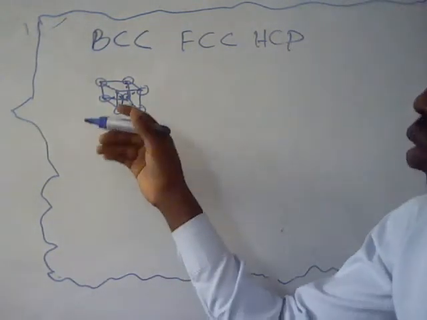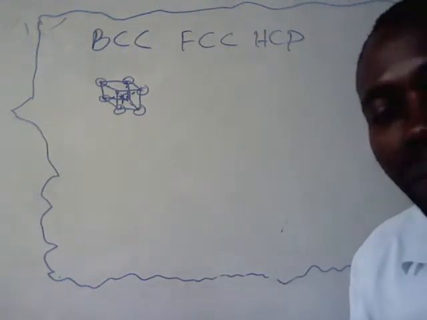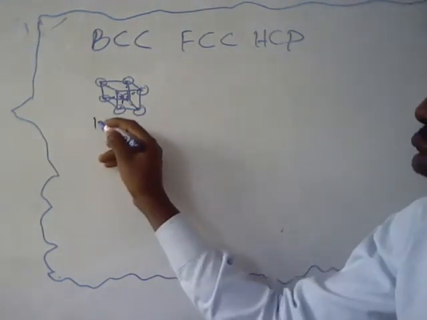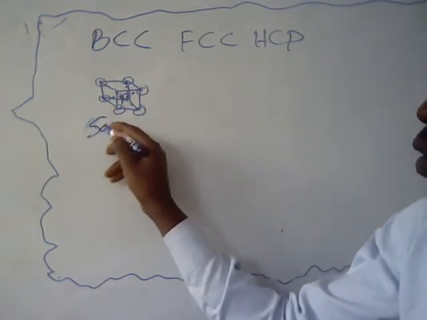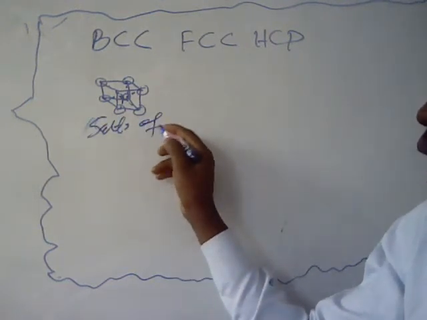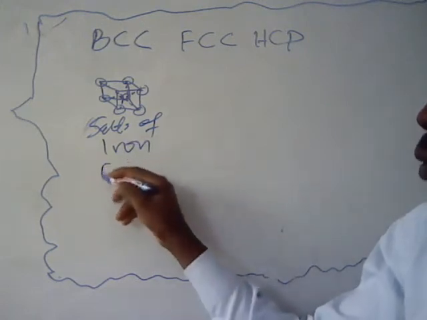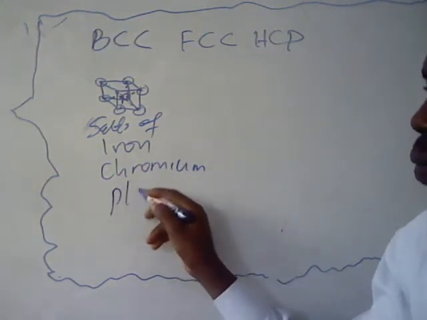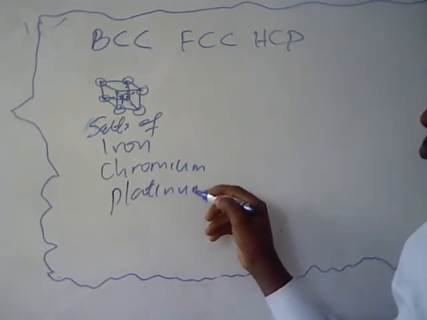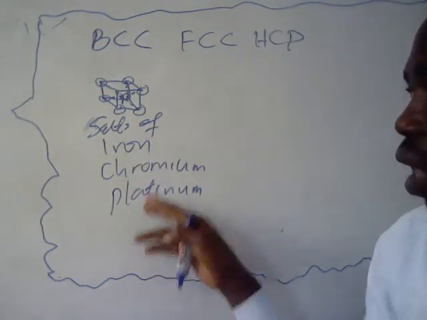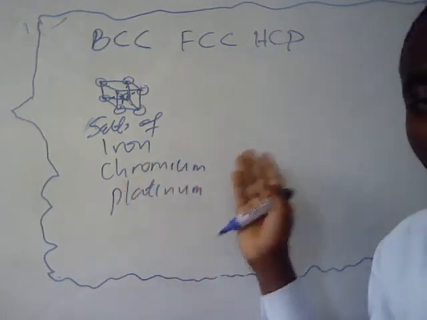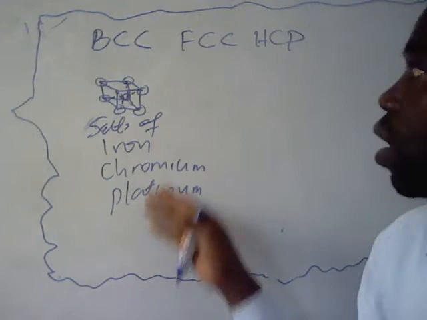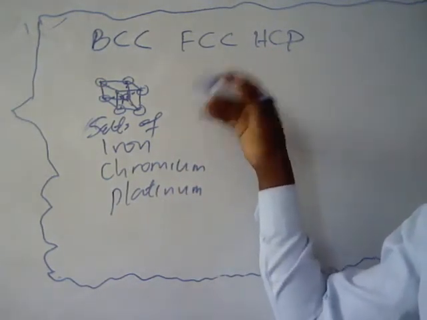Examples of these are iron, chromium, platinum, etc. Salts, that is iron salt, chromium salt, platinum salt. These are examples of body-centered cubic. But face-centered cubic and the rest.